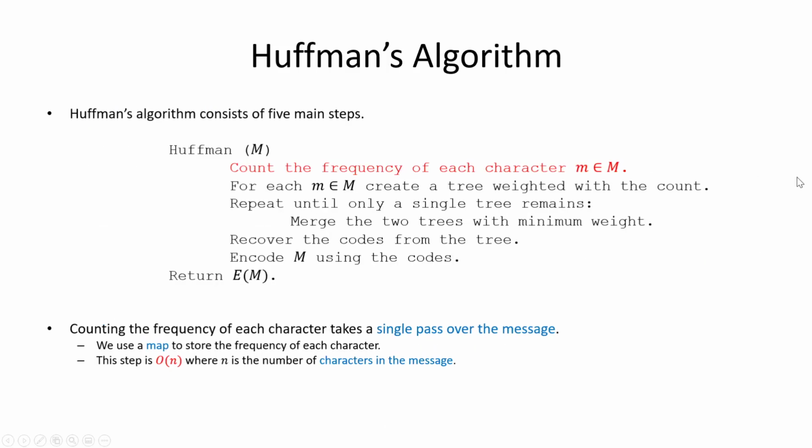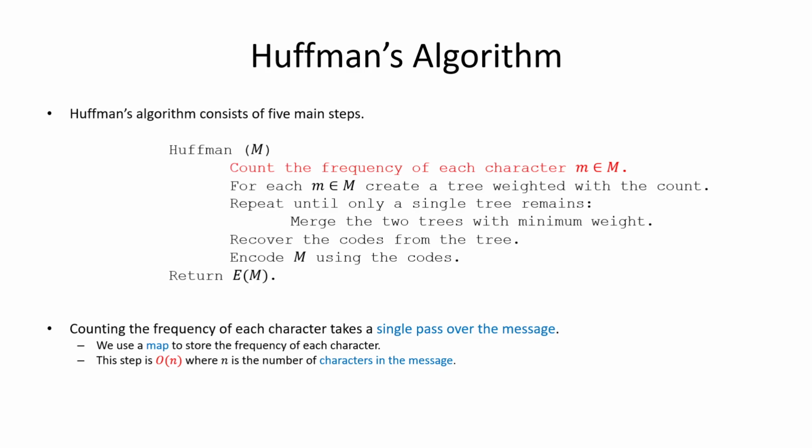Okay, so let's take a look at Huffman's actual algorithm. So Huffman's algorithm has 5 main steps, and I've got it stated here in pseudocode, but I'm going to talk about each step in turn. So here I've got the first one. Since Huffman wants to assign short codes to most frequent characters and long codes to the less frequent ones, we need to count the frequency of characters. So that's the first step.